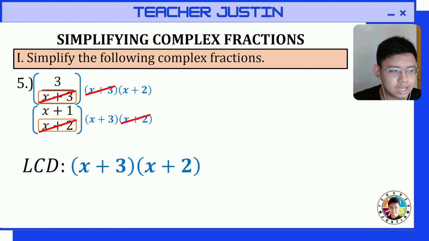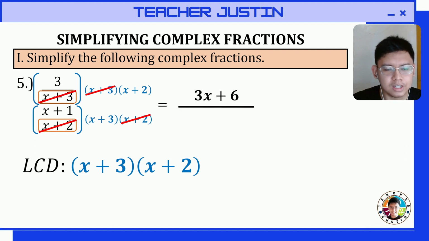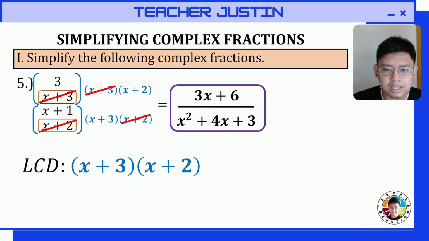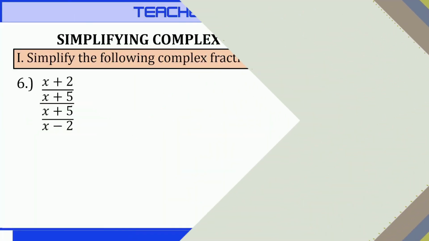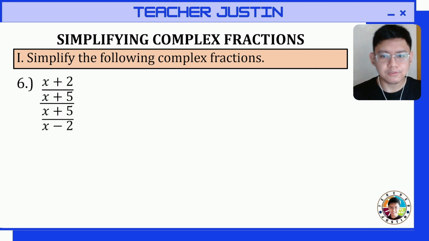So, 3 times x plus 2. Apply distributive property. It will give us 3x plus 6. And that will be our numerator. Sa denominator naman, multiply natin si x plus 1 and x plus 3. That will give us x squared plus 4x plus 3. And since we cannot simplify this anymore, this will be our final answer. It will be 3x plus 6 all over x squared plus 4x plus 3. Ta-da!